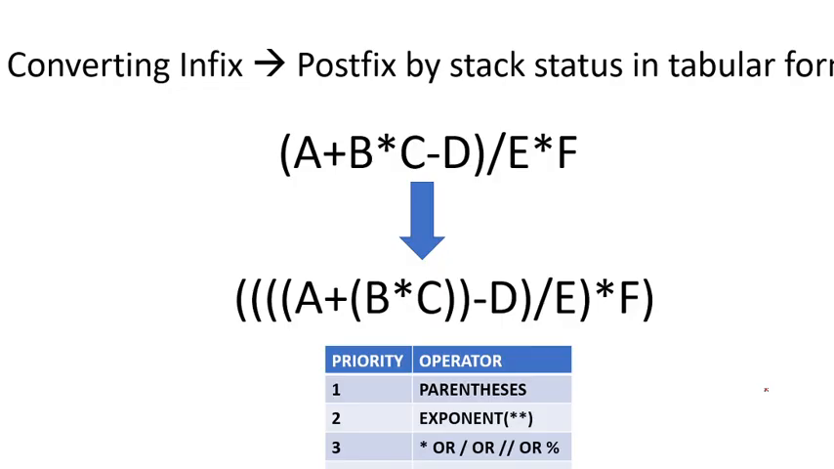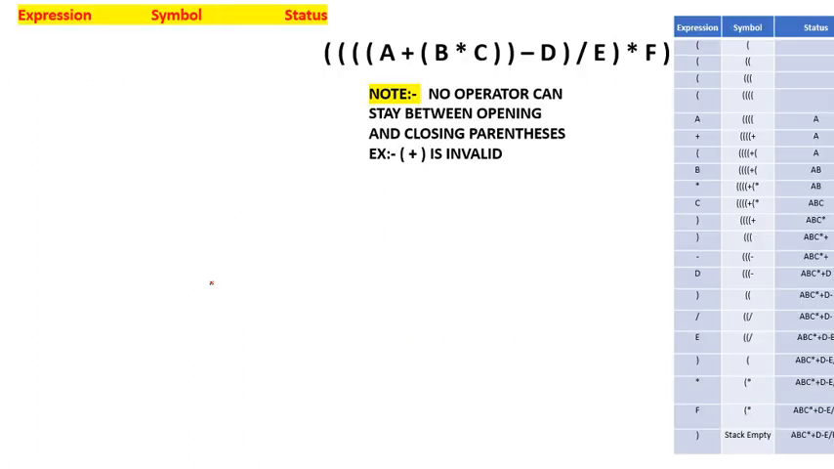Now coming to the tabular method, again we have to convert the expression into this form, arranging the expression according to the precedence of its operators. In the tabular method, as the name suggests, it will be in the form of a table. In that there are three columns: expression, symbol, and status. In expression, each and every symbol will come, whether it is a parenthesis, an operator, or an operand.